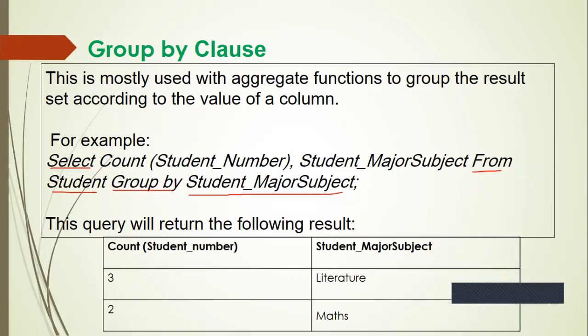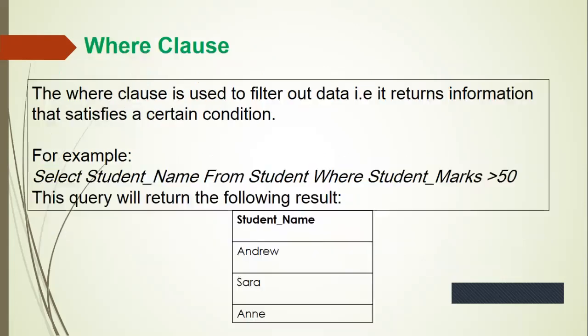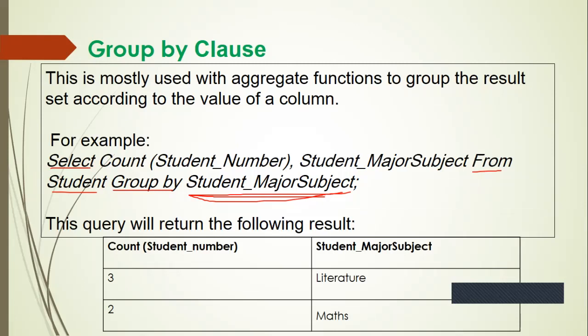We have to group by student major subject, what subject the student is taking. The column which they want us to give constraint, that column name we have to write. So what are we writing? Student major subject, because they asked us to display the count of the student for that particular subject. Okay, so we are doing group by column name. The column name is student underscore major subject.